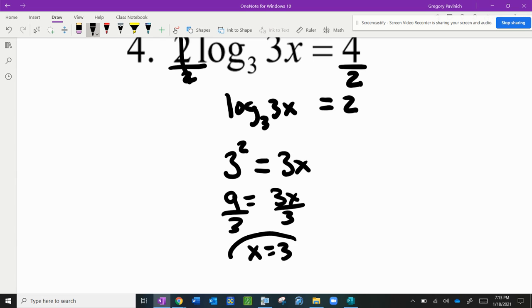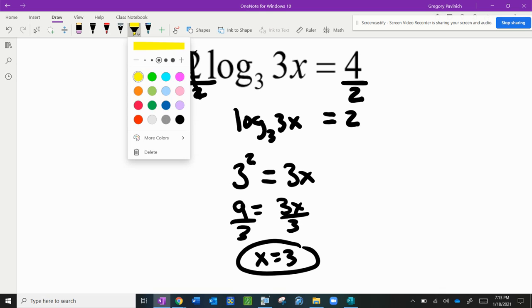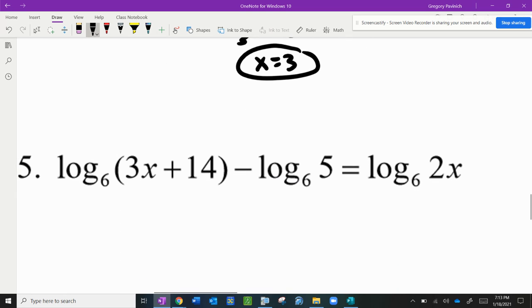So x equals 3. Don't forget the domain of a log is restricted, it has to be greater than 0, right? So if I plug 3 in here, I get log base 3 of 9, which is acceptable. It's within the domain. Okay.